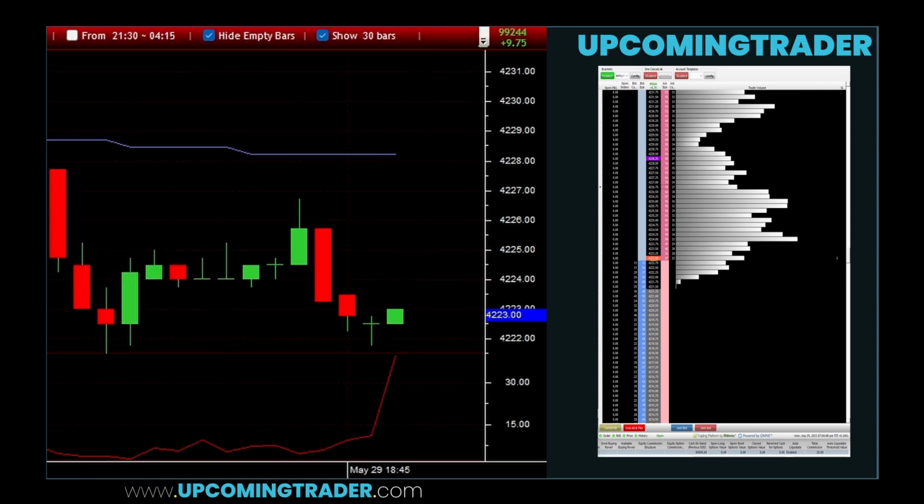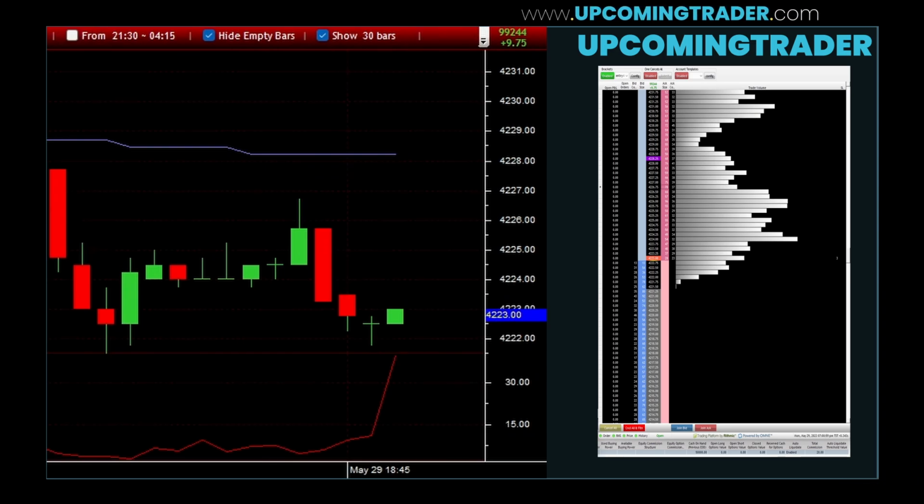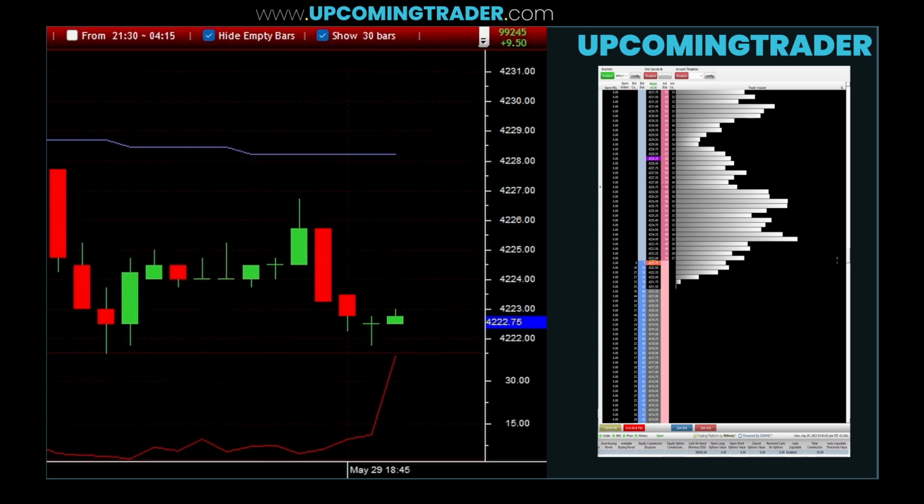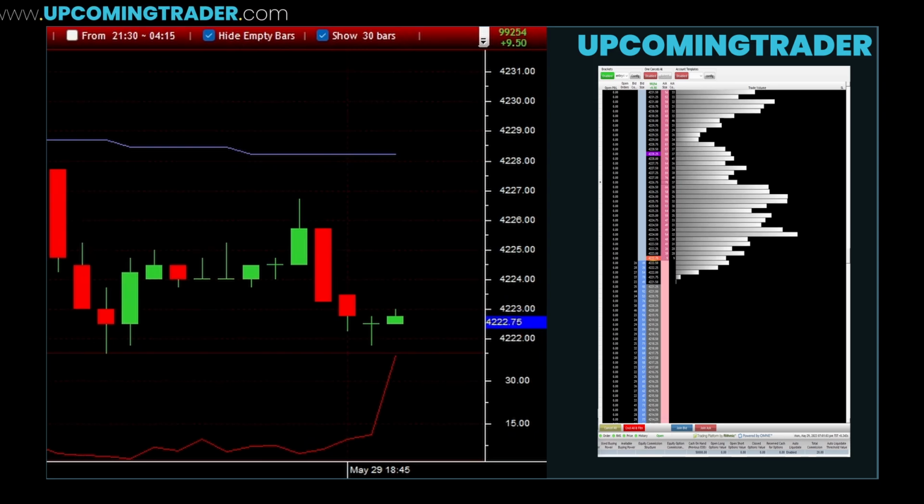It is an incredibly powerful tool that provides a detailed picture of market behavior, allowing you to identify key levels of balance, potential support, and resistance areas. By understanding these dynamics, you can make smarter, more informed trading decisions. So let us dive in and explore how TPO charts can transform your approach to the market.